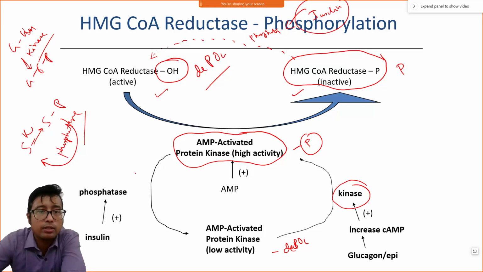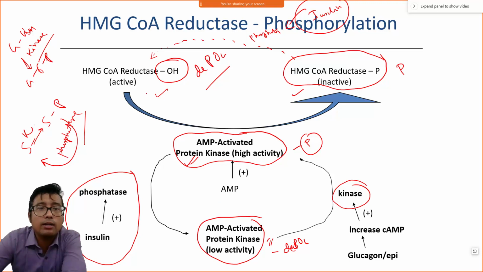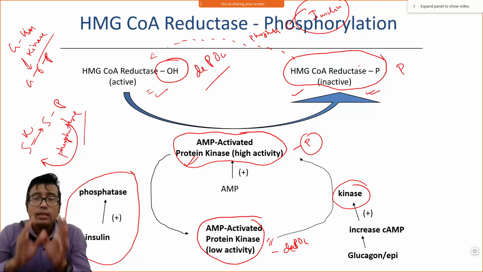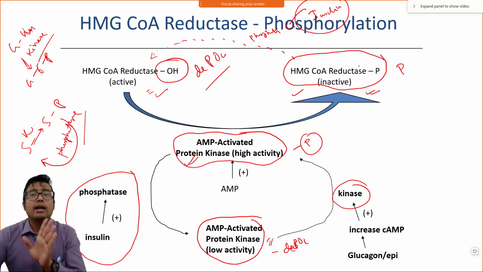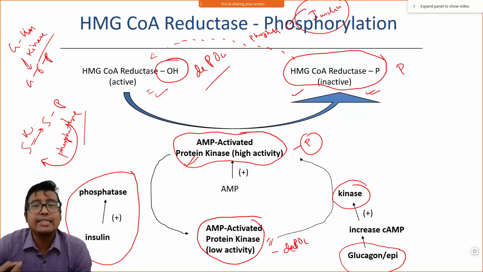Same thing happens over here. Dekho, insulin stimulates phosphatase, which actually deactivates this protein kinase. So what happens? This deactivated protein kinase, with low activity, cannot convert this active form into an inactive form. Just tell me, समझ में आया? So basically it's an indirect step.